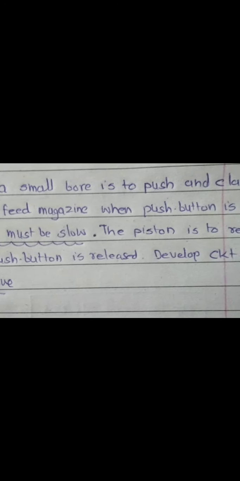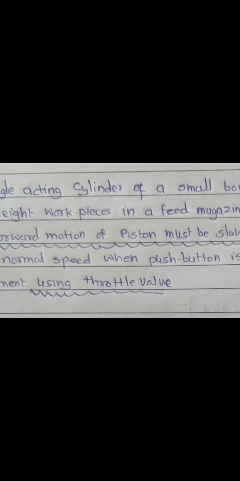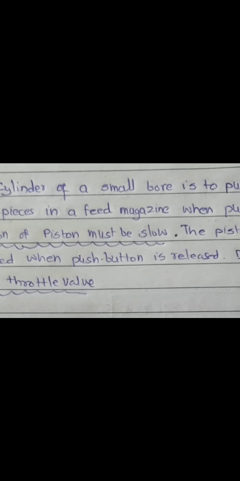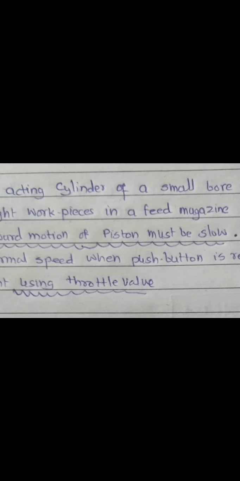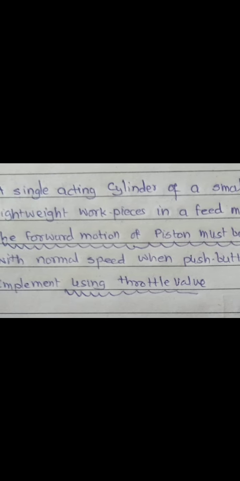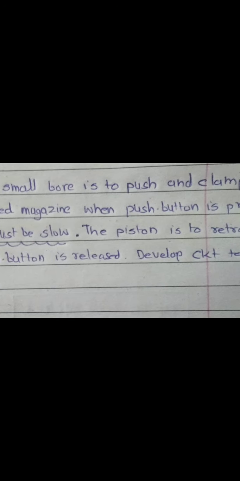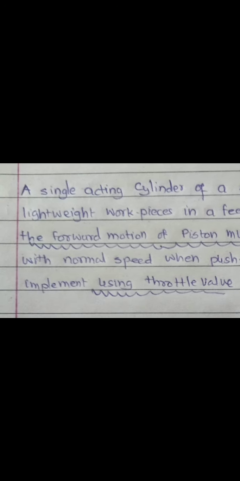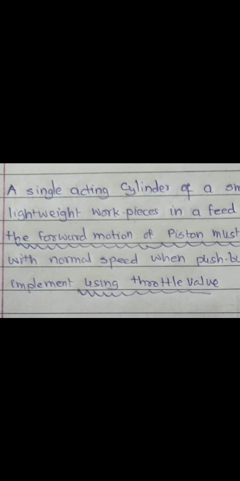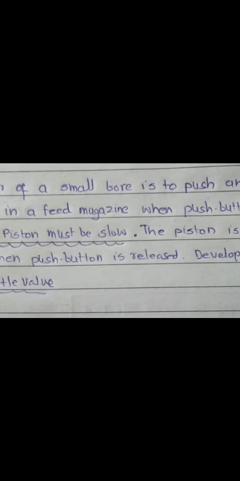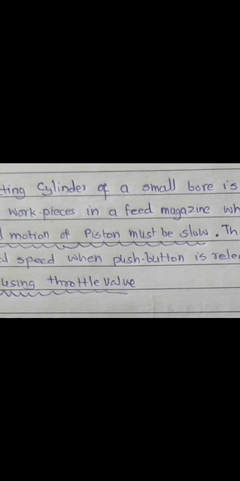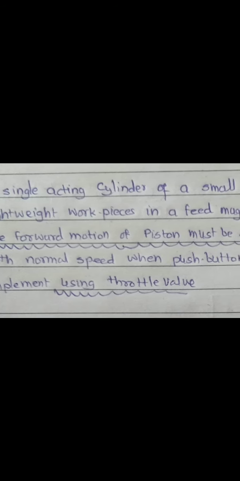When the push button is pressed, the forward motion of the piston must be slow. So you have to control the speed of the piston. The piston is to retract with normal speed when the push button is released. Develop a circuit to implement this using a throttle valve. As we have earlier declared that it is speed control of a single acting cylinder, you must use a throttle valve, that is for sure.